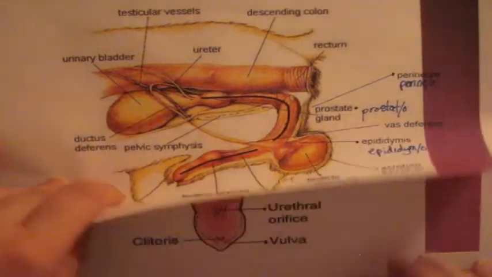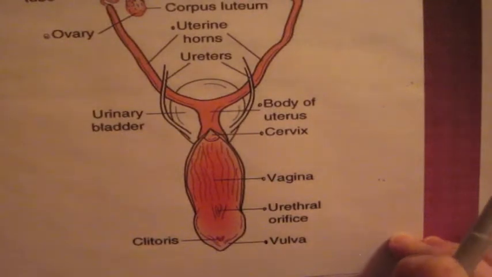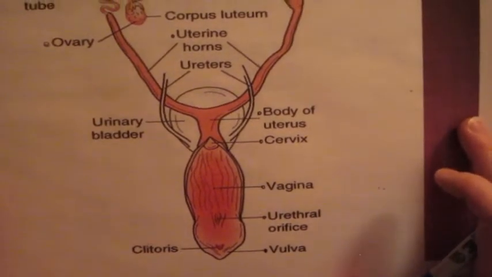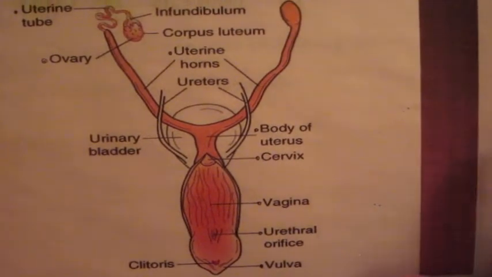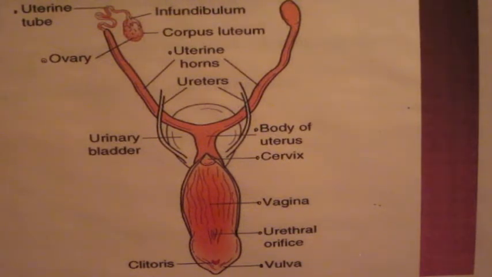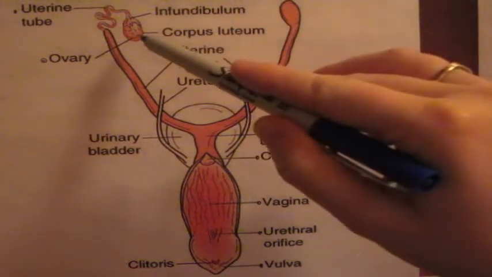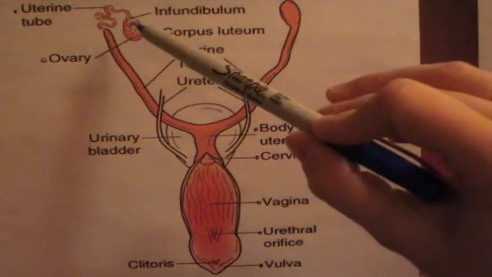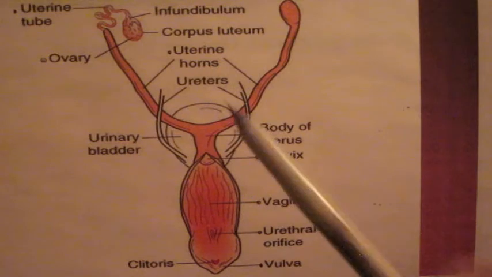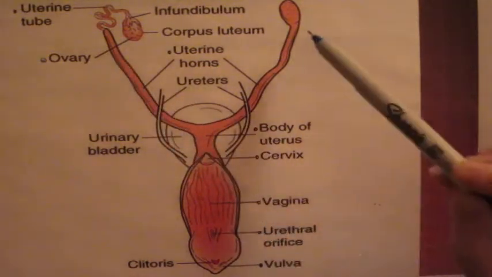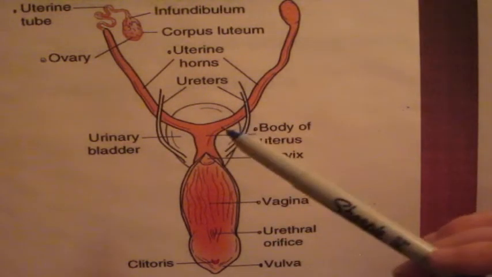Moving along to the female reproductive system. Okay. The female reproductive system is responsible for the creation and support of new life. The structures of the female reproductive system are the ovaries, uterine tubes, the uterus, which has many different shapes in lots of different animals.